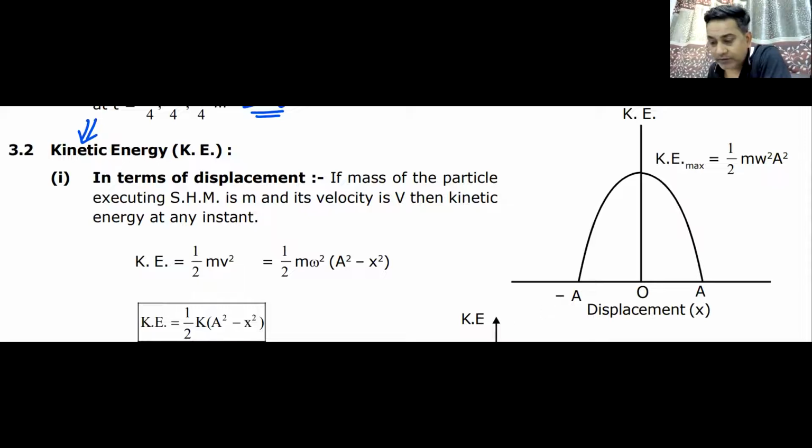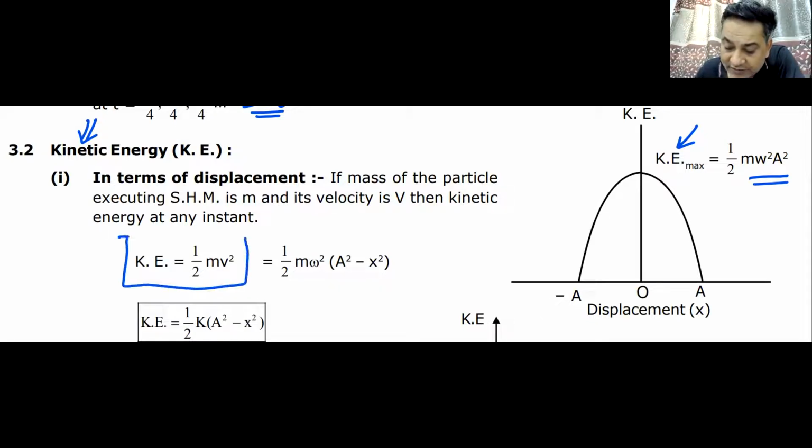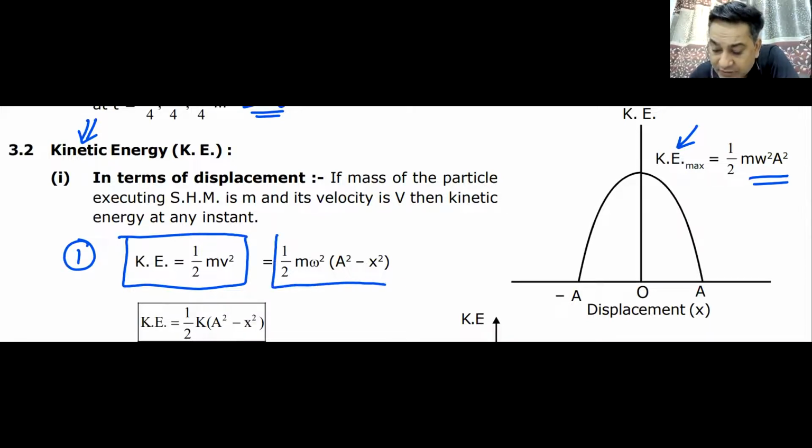That takes us to the next heading, and this is the kinetic energy of the particle which is performing simple harmonic motion. As you can see, the kinetic energy graph is also parabolic in nature, but it is the inverse of the graph of potential energy. In terms of velocity, I can write kinetic energy as half mv squared. This is the first way that you can remember this formula.